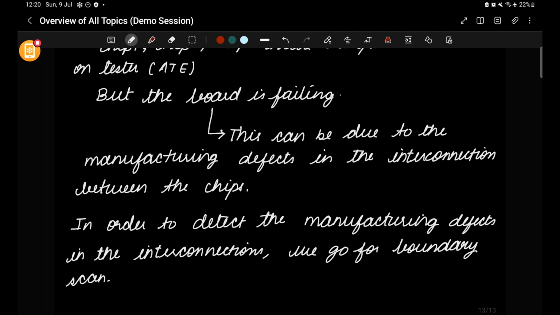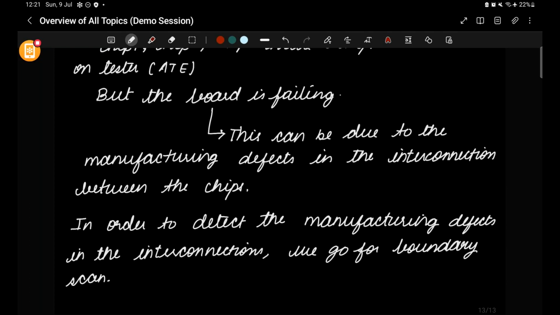Okay, so JTAG and boundary scan are related. One of the needs of JTAG is to achieve boundary scan. So we will see those things during our boundary scan class, how with the help of JTAG we are able to achieve boundary scan, and how with the help of boundary scan we are able to detect the manufacturing defects in the interconnections between the chips. So we can see that when we come to the original class.